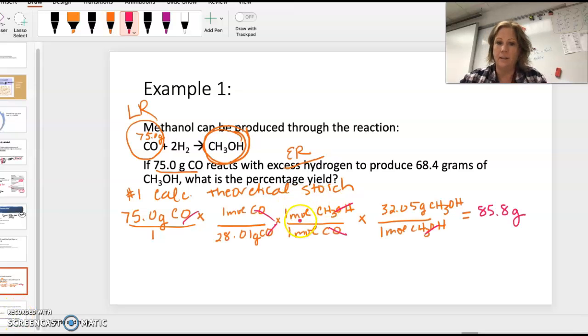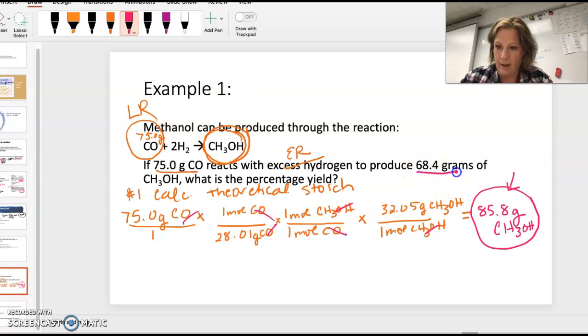So based on stoichiometry, with the beginning amount of carbon monoxide, we should get 85.8 grams of the methanol. So I did my stoichiometry problem. This is theoretically how much we should get, but will we get that much? The question is saying that we really did get an actual yield of 68.4 grams. So if they say produce, that means this is how much was actually made.